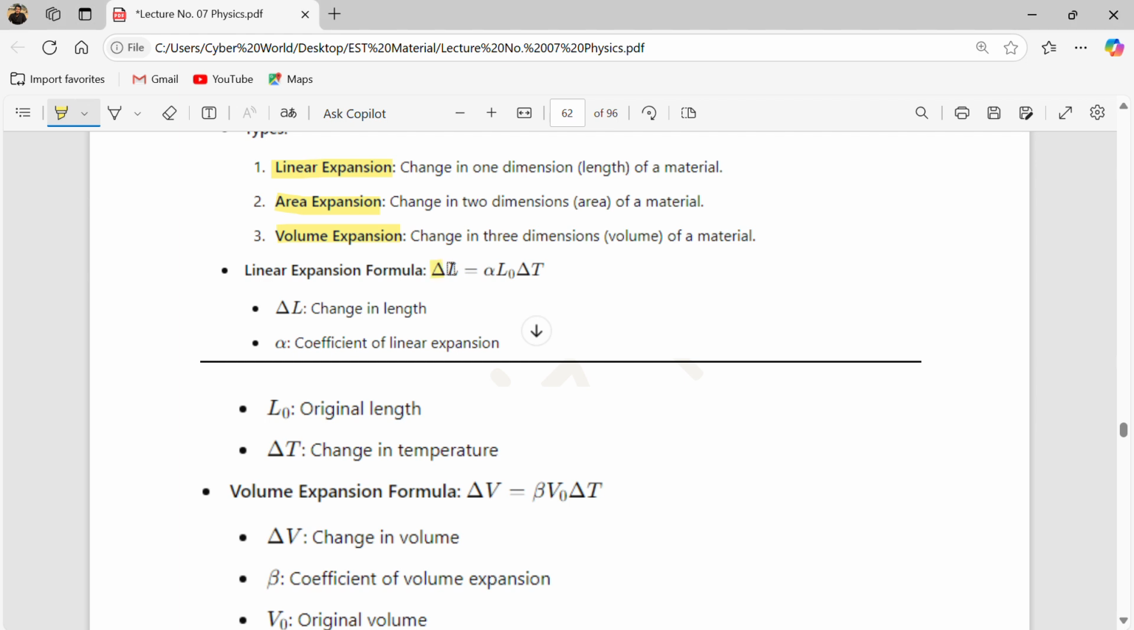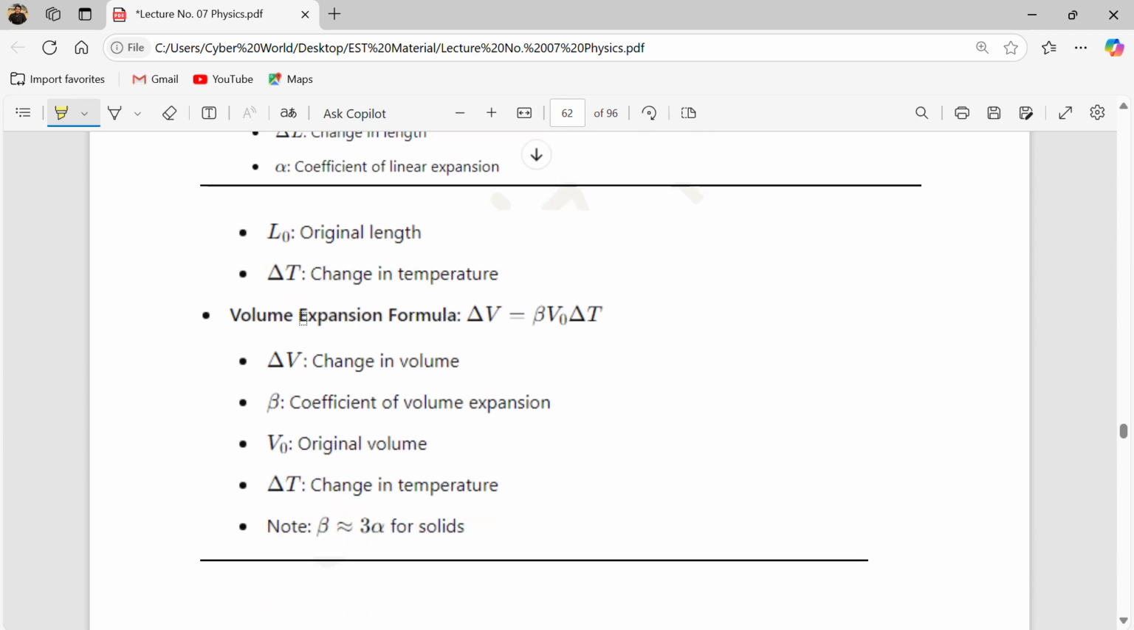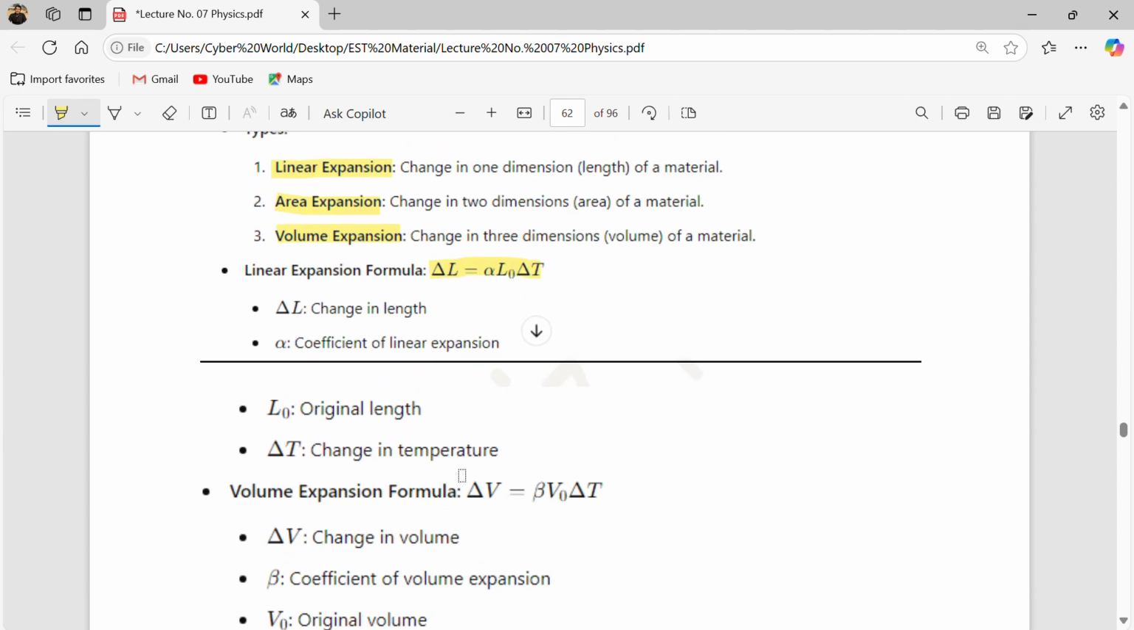So what is the formula of linear expansion? Delta L equals alpha L naught delta T. Now let's check volume expansion. The formula of volume expansion is similar: delta V equals beta V naught delta T. Beta is your coefficient of volume expansion, V naught is the original volume, delta T is the change in temperature, while delta V is the change in volume after providing heat.